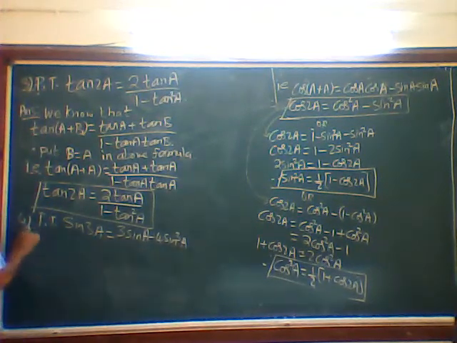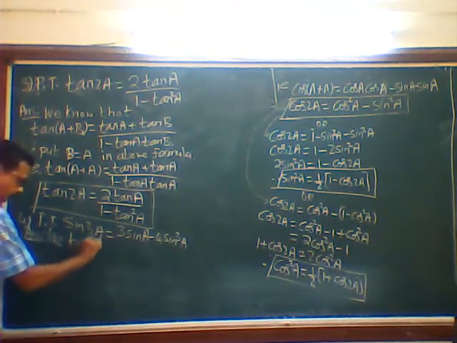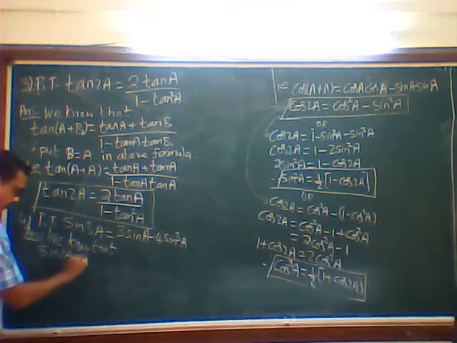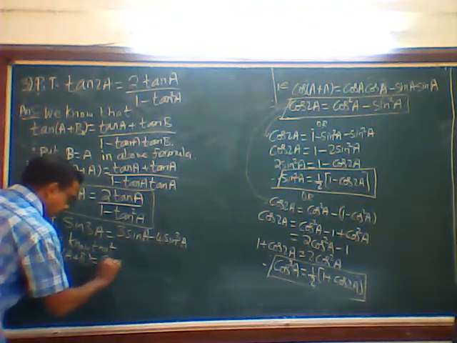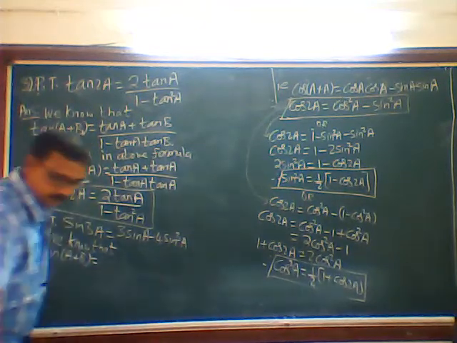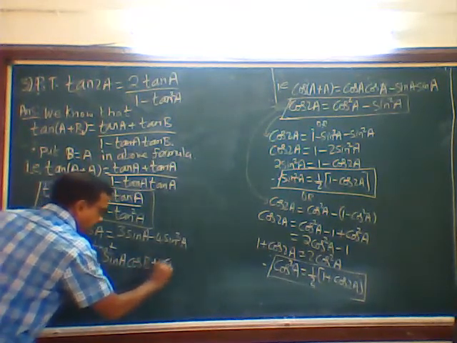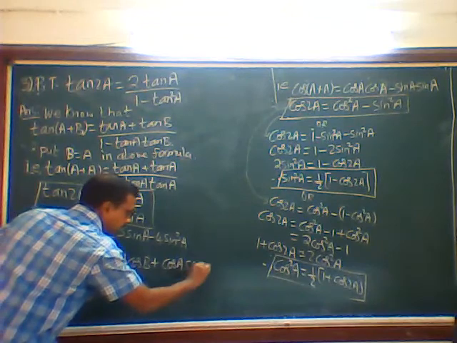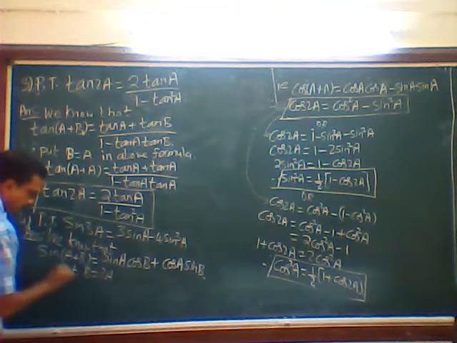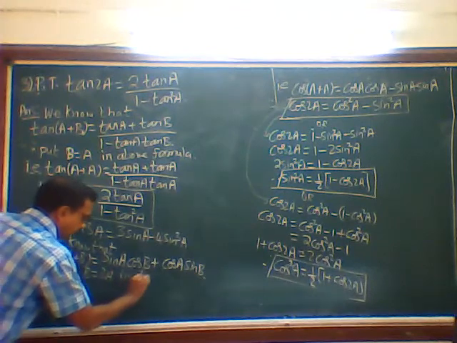So this answer. Again I say, we know that sin of A plus B is sin A cos B plus cos A sin B. Now put B is equal to 2A, because A plus 2A will get 3A. Put B is equal to 2A in the above formula.